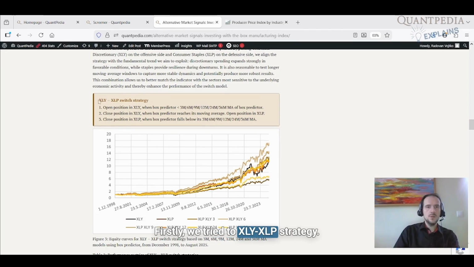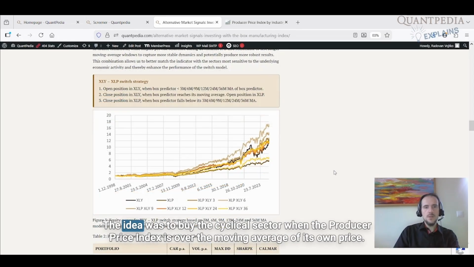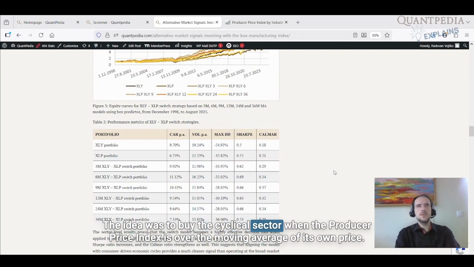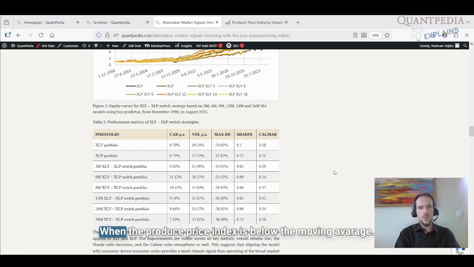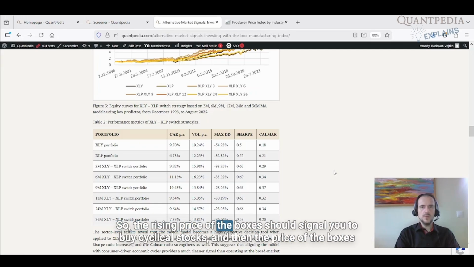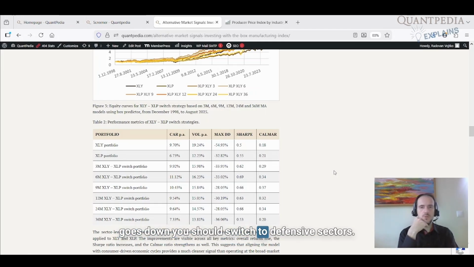Firstly, we tried the XLI, XLP strategy. The idea was to buy the cyclical sector when the producer price index is over the moving average of its own price, otherwise switch into the defensive sectors, so the consumer staples, when the producer price index is below the moving average. So the rising price of the boxes should signal you to buy cyclical stocks, and when the price of the boxes goes down, you should switch to defensive sectors.